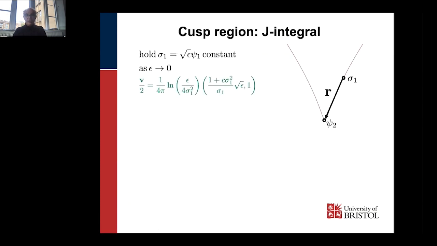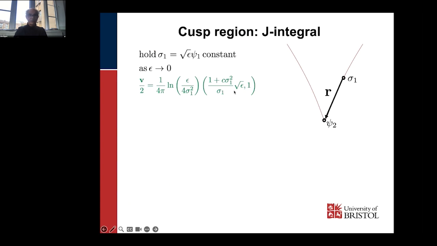So now this is the tip region. Now I have to verify that the solution is also true in the cusp region. The cusp region means that now I have to hold the parameter sigma constant as epsilon goes to 0. I repeat essentially the same analysis as before.